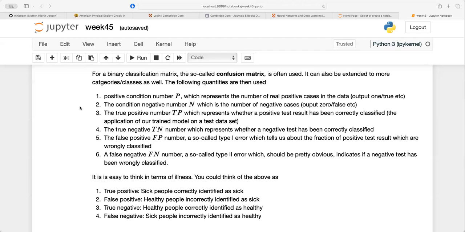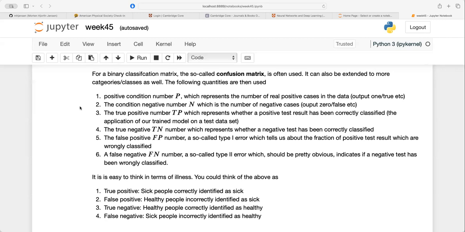And if you think in terms of an illness, this is often the way you would see this being presented. So a true positive, sick people correctly identified as sick, false positive, healthy people incorrectly identified as sick, and so on and so on. So these are very intuitive ways of displaying the data. And if you want to use that in project 2, for the classification case, it's just 1 line of code. So it's pretty simple to do that.